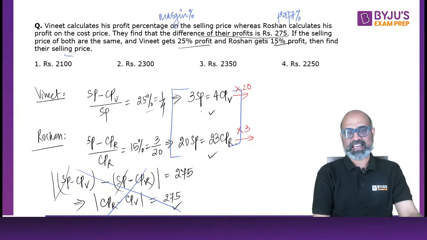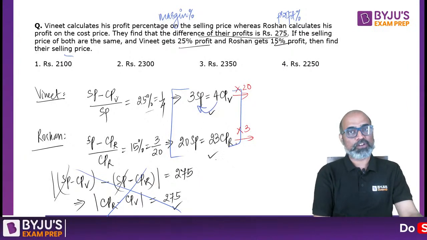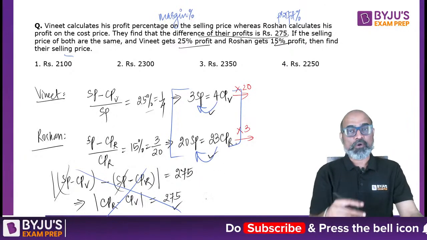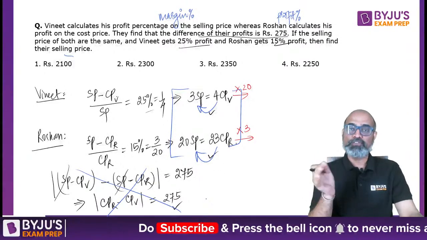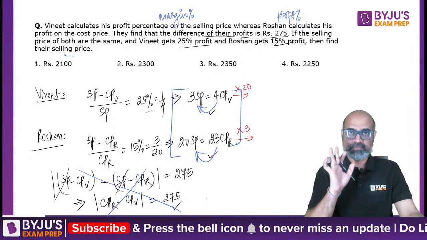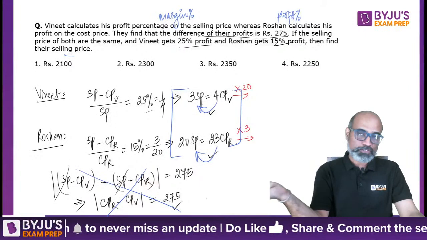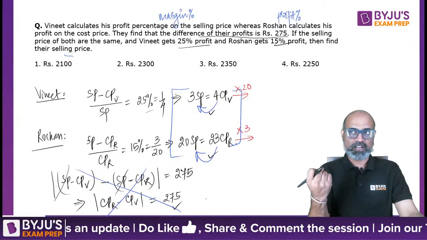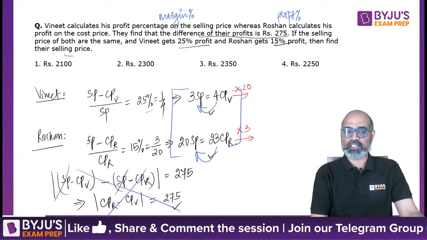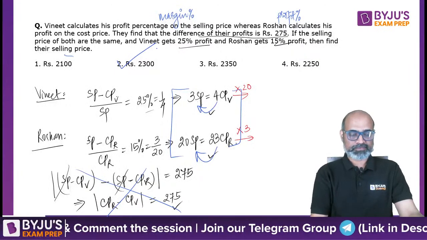Looking at this, can I say the selling price will be in the table of 4 and the selling price will be in the table of 23? So I want a number which is in the table of 4 as well as 23. It has to be, right? Selling price will be in their table. Which of the following options gives us a number which is in the table of 23? There is only one.